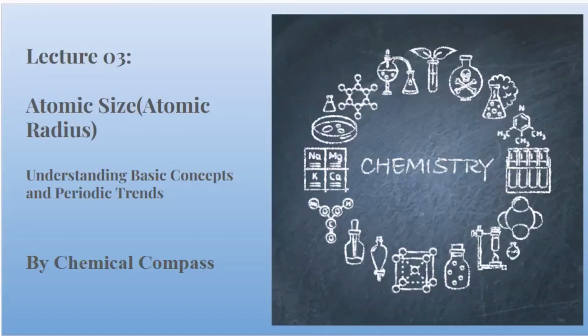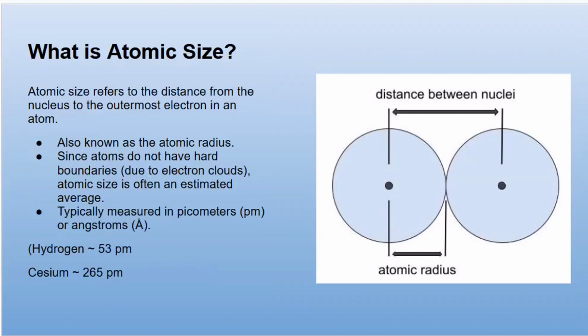In today's video, lecture 3, we are diving into a really important but simple concept: atomic size, also called the atomic radius. What is it, why does it change across the periodic table, and why does it matter? I will explain everything step by step, so stay with me till the end. Let's start with the basics. So, what exactly is atomic size?